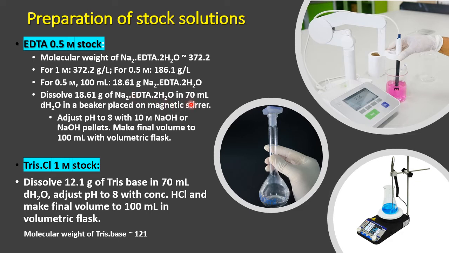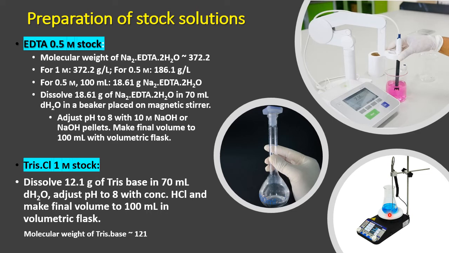For this, you use a beaker that is placed on a magnetic stirrer. As in this example, you can see, this may not be EDTA, but just to give you an example, this is a magnetic stirrer with a magnet inside, and you put 70 ml of water and you add the EDTA step by step. You do not add all of the 18 gram at once because it may clog on one side. So you need to add it slowly.